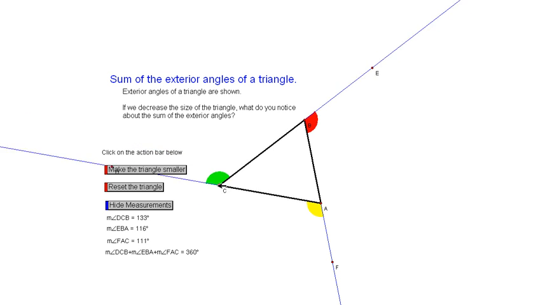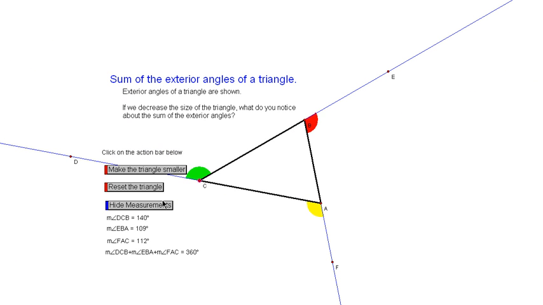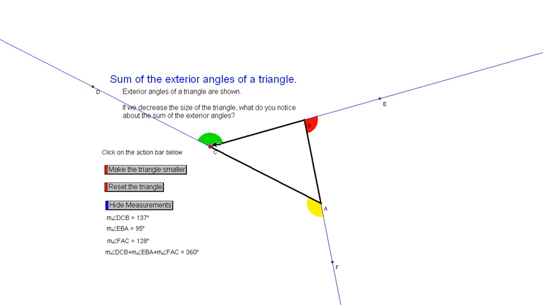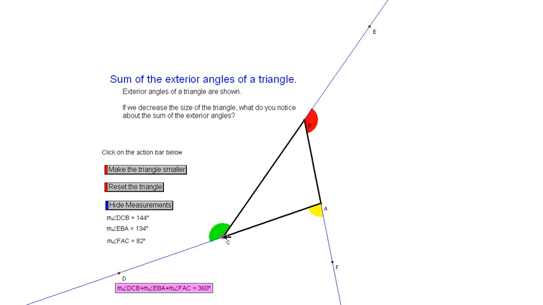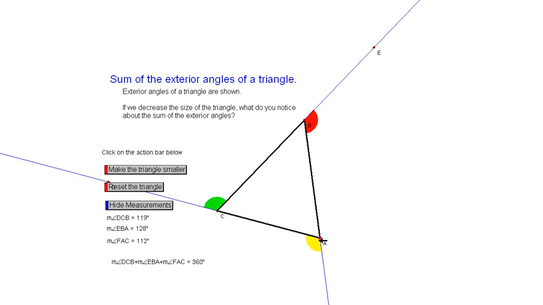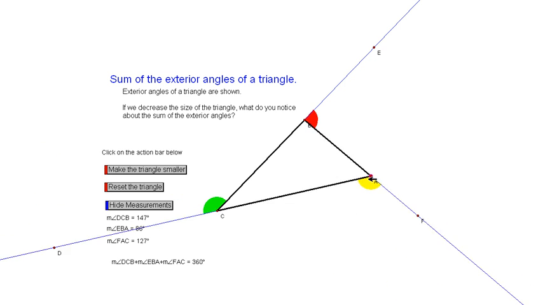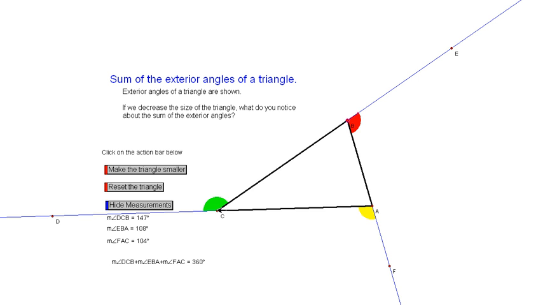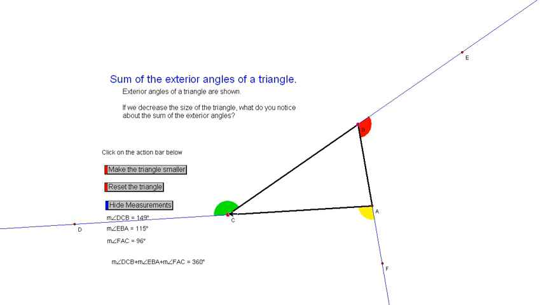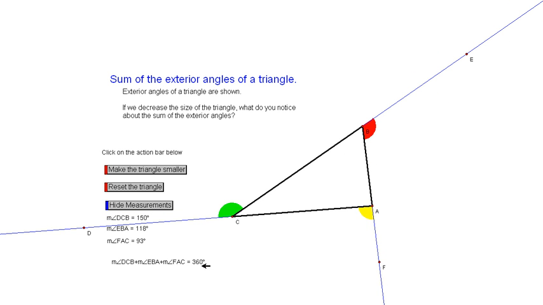Well, let me grab this vertex and change it. Now, take a look down here, you can see these angles are moving and changing, but the sum of those angles is still 360. What if I move one of these? You can see that the sum of the exterior angles is still 360, even though the individual exterior angles are changing. So the rule here is the sum of the exterior angles of a triangle is 360 degrees always.